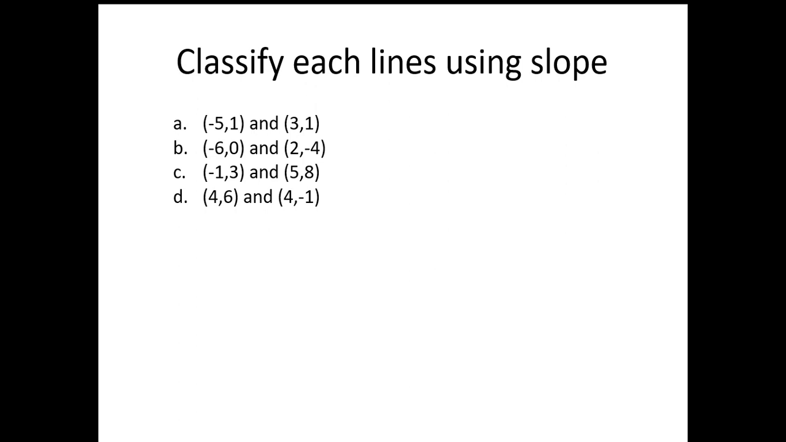Okay? If I do C for the slope, it's y2 minus y1, 8 minus 3 over 5 plus 1. So it's 5 over 6. It's a positive slope, so it means it's increasing. The line is increasing. It's like this. Okay, I'm gonna do part D here. M is equal to what? So y2 minus y1, so minus 1 minus 6 over 4 minus 4. So it's minus 7 over 0. If you put on your calculator minus 7 over 0, it's undefined. It means I have a vertical line.